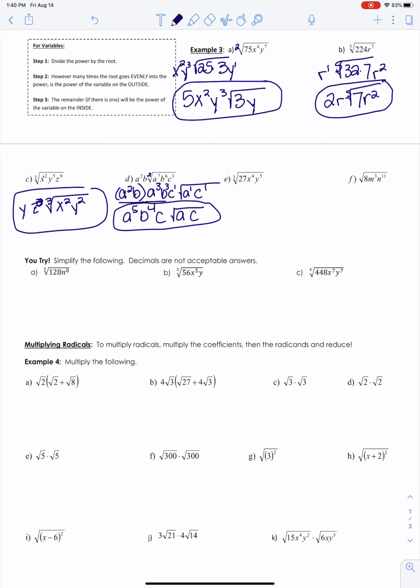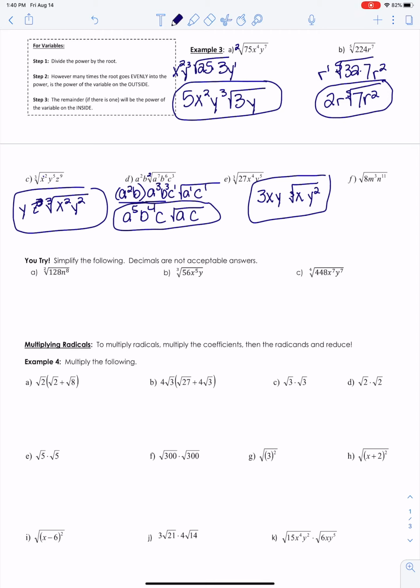So for E, I'm going to go ahead and do the cube root of 27. 27 is a perfect cube. That's 3. Then 3 will go into 4 one time, and let's see here, I have a remainder of 1. Then 3 will go into 5 one time for y, and I have a remainder of 2. Remember, we don't normally put those 1s, so I'm just going to go back and get rid of those and clean that up a little bit.